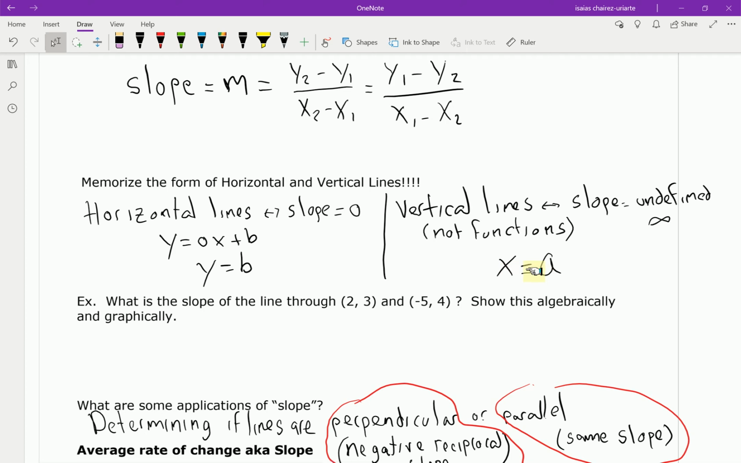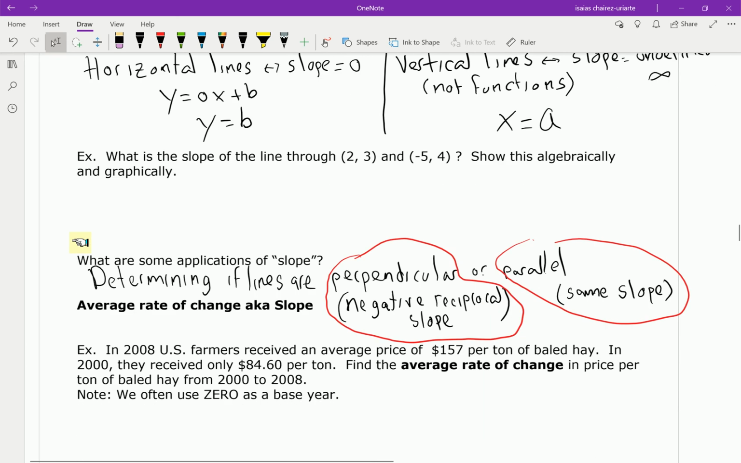Okay, first little exercise of this section. Let's find the slope between the points (2, 3) and (-5, 4). Let's find that slope, and then let's interpret this slope. Take a second, try to find the slope, pause the video, and then let's check our answers.